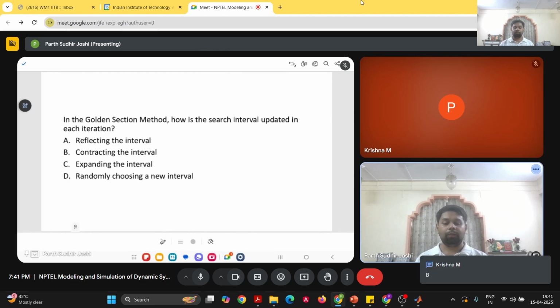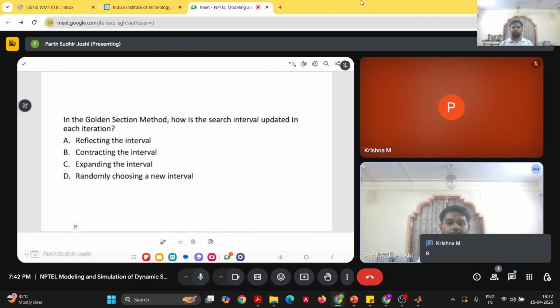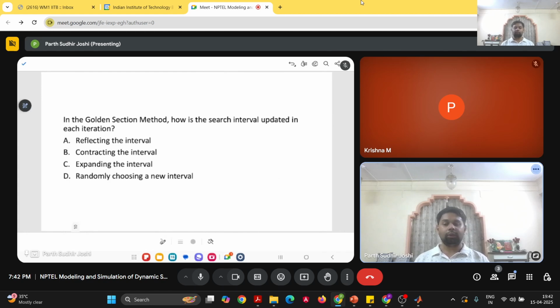So in the next question, we'll go through the question. In the golden section method, how is the search interval updated in each iteration? The first option is reflecting the interval, contracting the interval, expanding the interval, or randomly choosing a new interval.